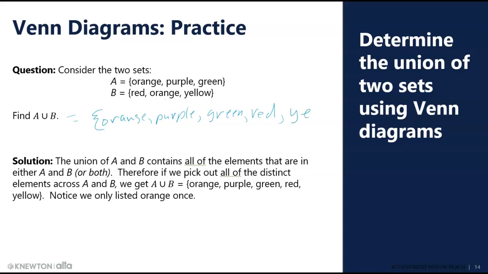So this would be another case where our original individual sets had 3 elements each, but the union only has 5 because there's 1 in the intersection. Because if you just added set A and set B, you get 6 elements, but you've counted orange twice. That's why you have to subtract off how many are in the intersection to find out how many are in the union. Okay, we only list orange once. That would be the important part there.